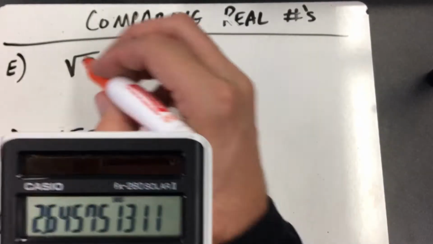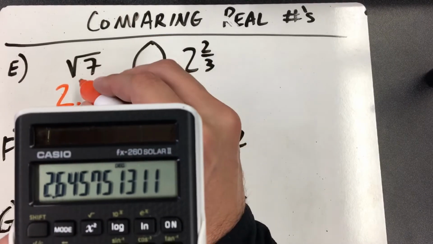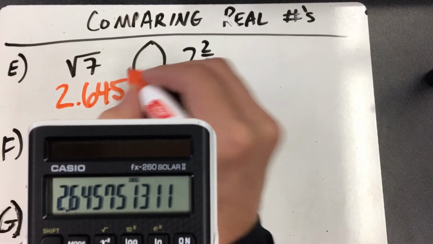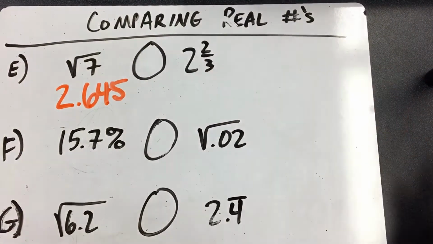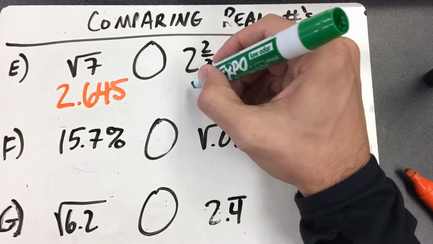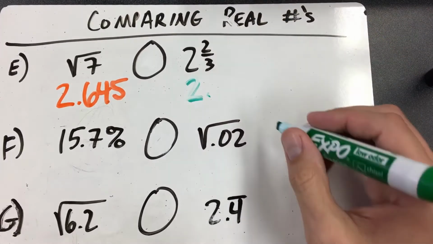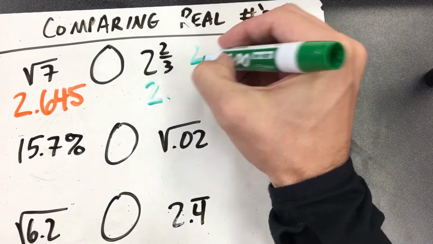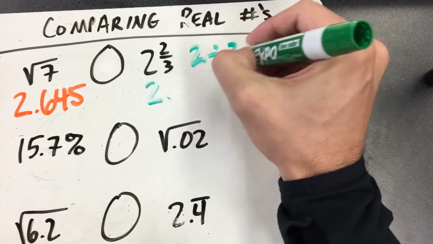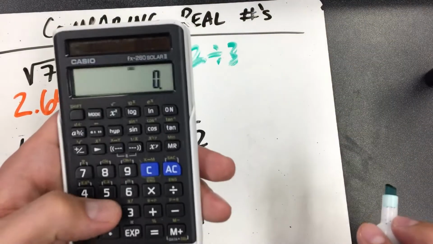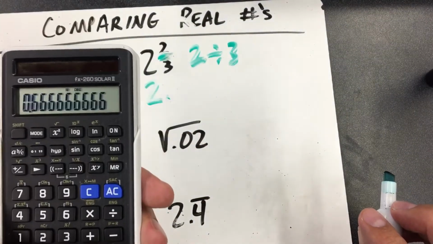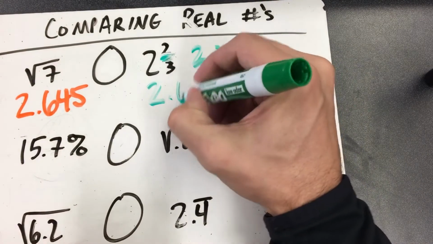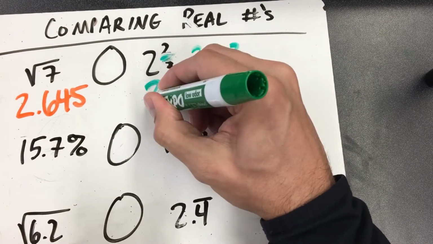2.645751311. Now, I'm not going to write all those numbers. How about I just write a couple? 2.645. How about that? And now this one, 2 2/3. We did this way back at the beginning of the chapter. I know this is going to be 2 point something because it starts with a big 2. Now I just need to do 2 divided by 3, right? A fraction is a way of showing division. So 2 divided by 3 is 0.6 with a repeating bar. So I don't need to put all those. I'm just going to put a couple.